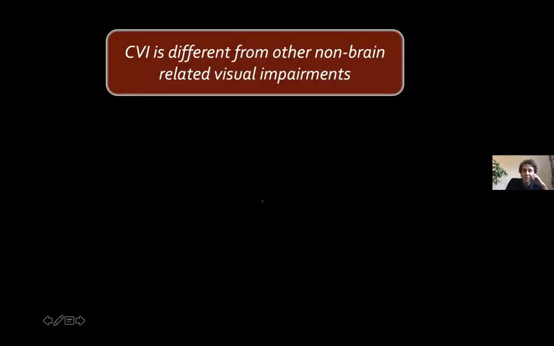It's critical to understand that CVI is totally different from other non-brain related visual impairments. So if you're a TVI, a teacher of the blind or visually impaired, if you're a person who's worked with students who have ocular or eye related visual impairments, even mild acuity issues requiring glasses, the impact of CVI is completely different from any of those things. And we have to reframe our thinking about what CVI does and how it impacts a child to understand how we might adapt materials to meet that child's needs.